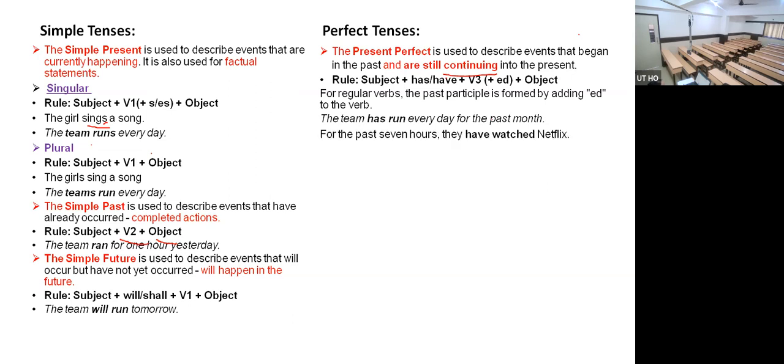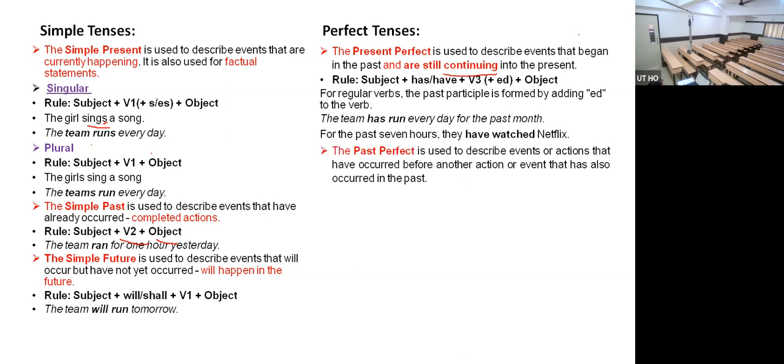For the past 7 hours, they have watched Netflix. So here we have the ed form of watch. Watch plus ed. Now, not that you have to just mug up everything and remember this, you have to just get an idea of how the verbs are used, right?